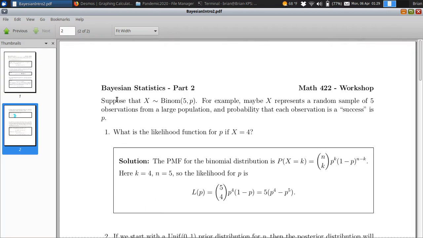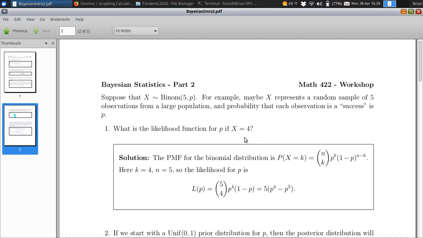Today I'm going to walk through the second day of the Bayesian statistics workshop. In this situation we have a random variable that has a binomial distribution with 5 trials and a probability of success p that we don't know. So we're going to use Bayesian statistics to try to say something about p after we observe that x came out to be 4.